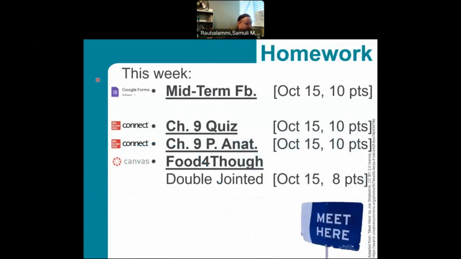Moving onwards, like I said, this is one of the assignments that I have for you this week. Other assignments that I have for you this week include a quiz and a practice anatomy assignment, both completed on McGraw-Hill's Connect platform. You're very familiar with those. You've completed those before, so I don't think there's anything highly new or shocking about those.